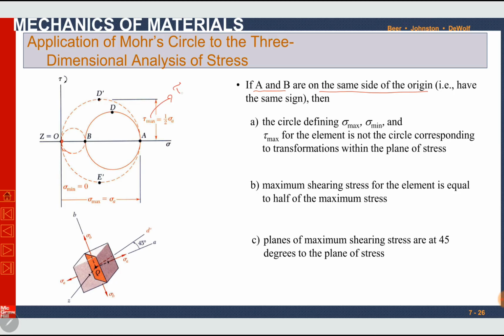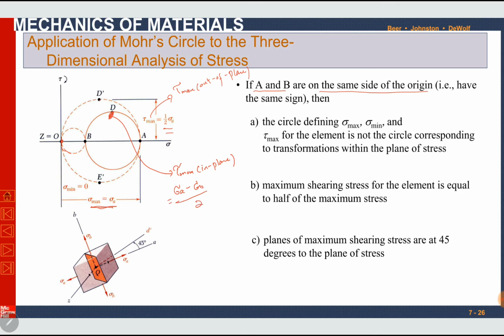In this case, the greater circle, the outer circle, is the out of plane circle. This tau maximum is actually tau maximum out of plane. If you are asked to find tau maximum, in this case it is the out of plane tau maximum, and it is equal to the radius of the bigger circle, which is half of sigma maximum or sigma A. If you are asked to find tau maximum in plane, it is at point D, and this time it is equal to the radius of the solid circle, sigma A minus sigma B divided by 2.